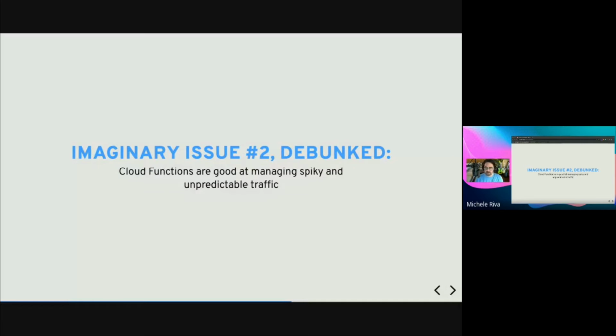Cloud Functions are good at managing spiky and unpredictable traffic. If we have spiky and unpredictable traffic, then Cloud Functions are awesome, because we don't have to manage the scalability of our servers. We're getting a lot of help from the Google Cloud team, basically. So they will help us. But when the traffic is stable and constant, we just don't need it. So that's a great lesson I learned the hard way, because I started to pay a lot. And then I said, okay, maybe it's not the best solution for what I'm doing.